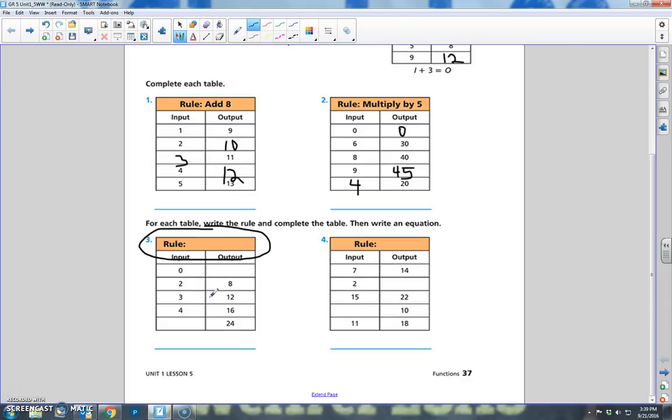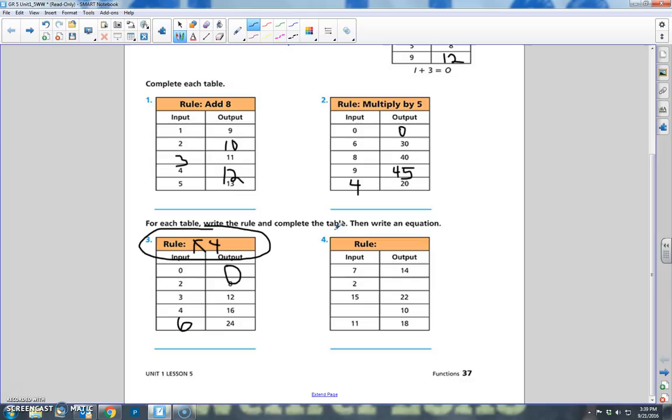3 plus 6 is 12? Nope. 3 times 4 is 12. Yes. Let's check. 4 times 4 is 16. Yep. 0 times 4 is 0. Something times 4. So we can put times 4. I apologize for my penmanship. 6 times 4 is 24.